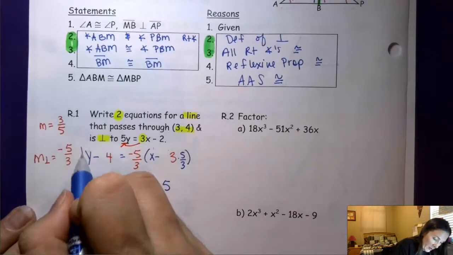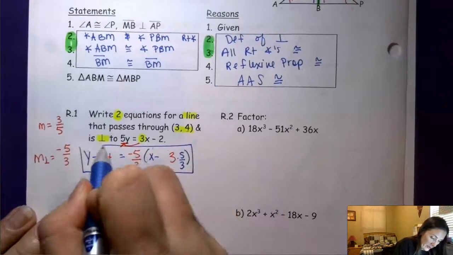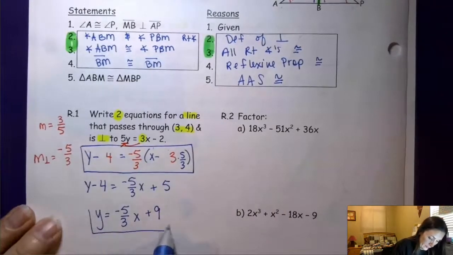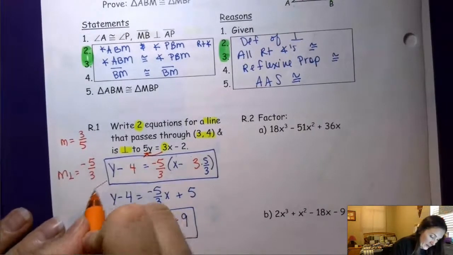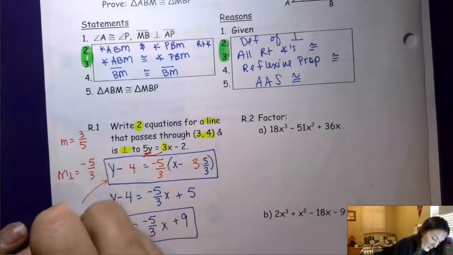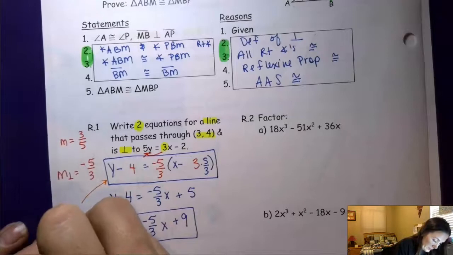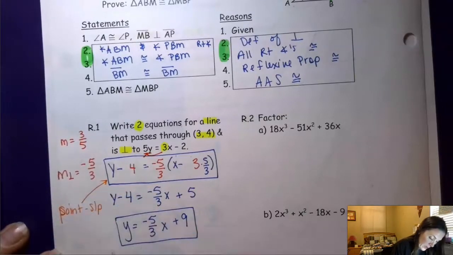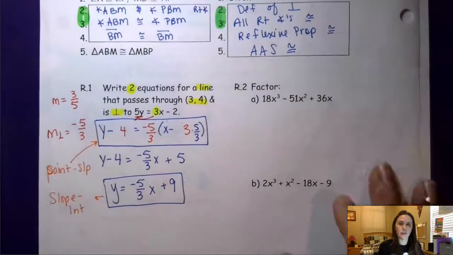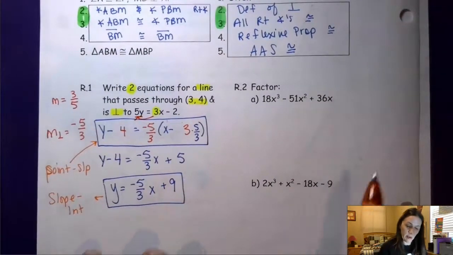So here are my two equations of a line. Remember that this one here is point slope, and this one here is slope intercept. Okay, so remember that you have two different ones you can do.